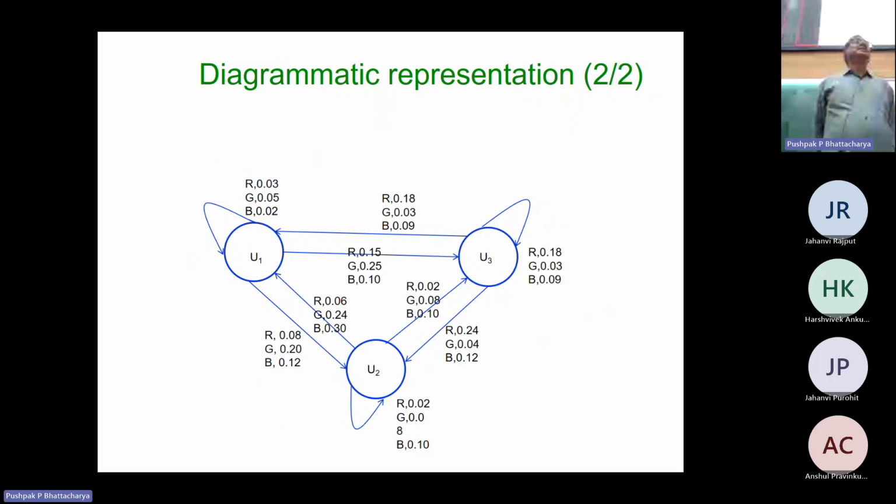So since we have to take the product of transition probabilities and observation probabilities, we can convert the previous diagram into this diagram, where from a state there is one transition arc going out for every combination. So this is a transition and observation combination. If we look at this R, 0.03, it means the probability of remaining in the state U1 and producing a red ball is 0.03.